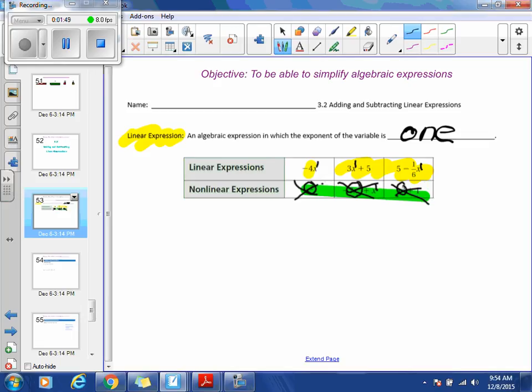In the words linear and non-linear, you see the word line. Linear expressions, when you graph them on a coordinate grid, will form a straight line. Okay, a linear expression will form a straight line when graphed. A non-linear, or an expression without a line, will not form a line when graphed, not a straight line anyway.